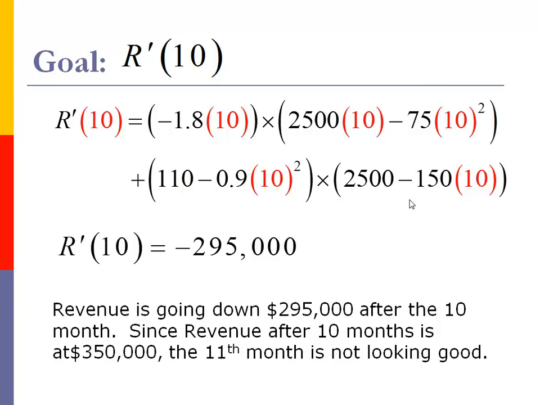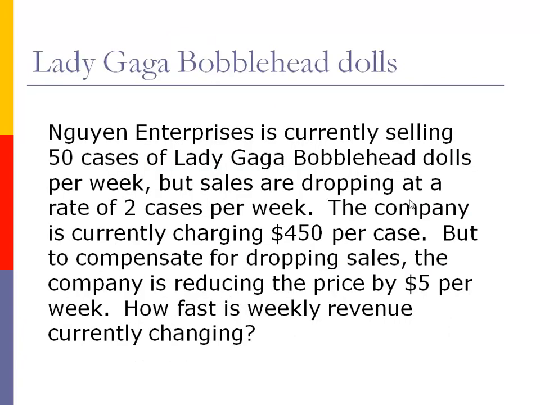We're just finding derivatives. We're using the product rule because revenue is price times quantity. Okay, for the second one, it's a variation of the same thing. Take a moment, read through it, identify the key pieces of information.